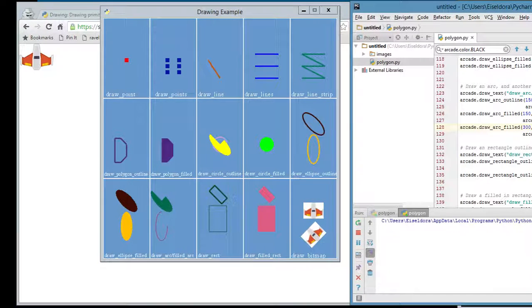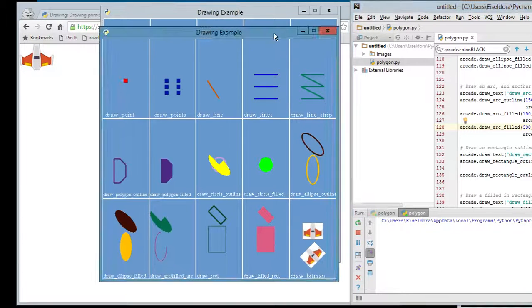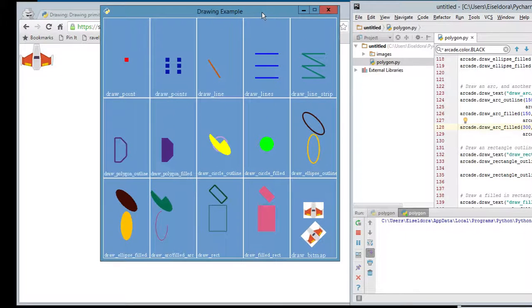We can have it be 36 by 36. Let's close up the old one. Don't need that.